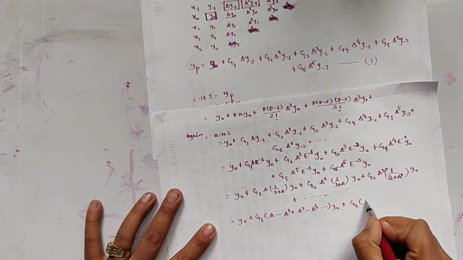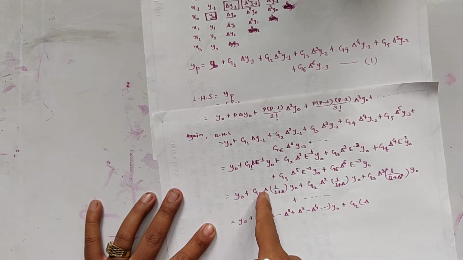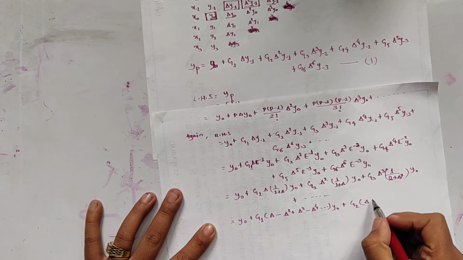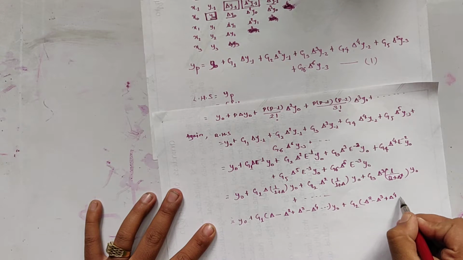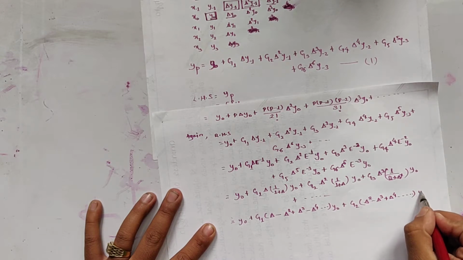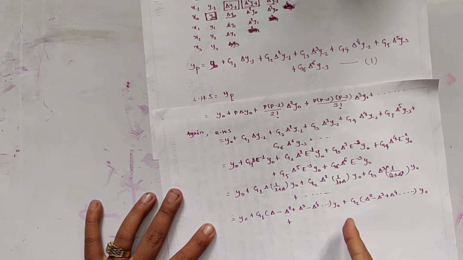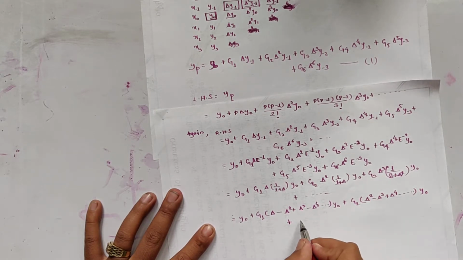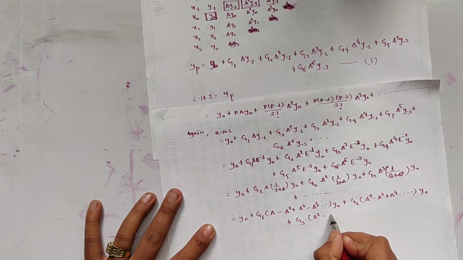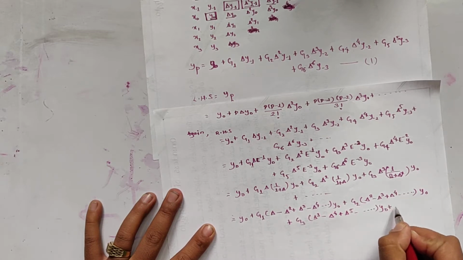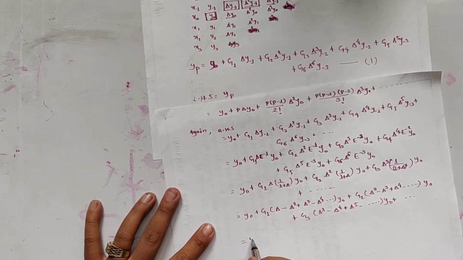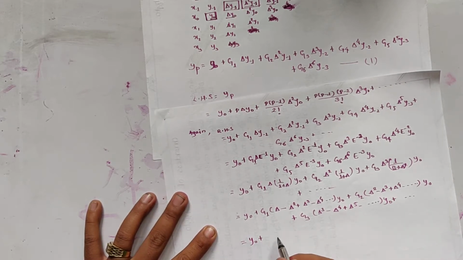When we expand this, it starts with square. Since delta, it starts with delta square minus delta cube plus delta power 4 minus dot dot dot. Y naught plus g3, so it starts with del cube. Simple approach: del cube minus del power 4 plus del power 5 minus dot dot dot, y naught plus dot dot dot.